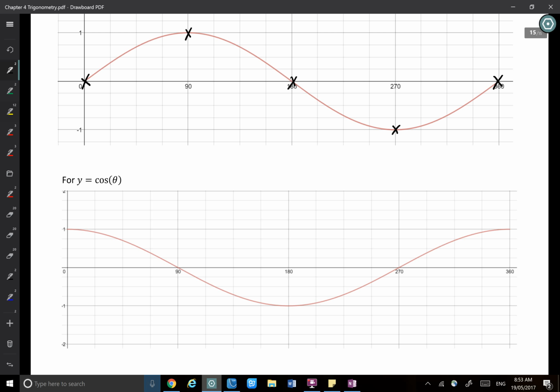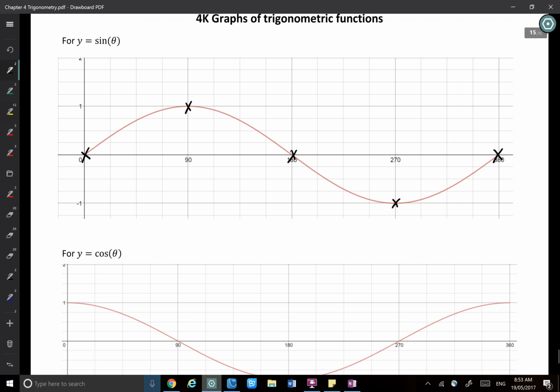If you hide this graph from 0 to 90, maybe you should. If you hide this part and start to think about the trend of this graph and compare this one, do they look the same? If you shift this graph 90 to the left, have a think about that. Yes, you can think that way. If you move the sine graph 90 degrees to the left, then it will be the same as the cosine graph.